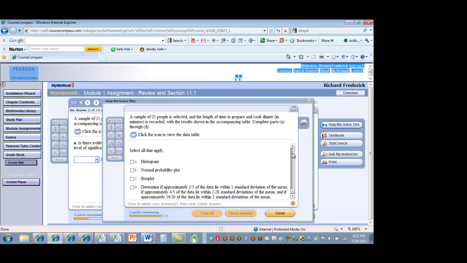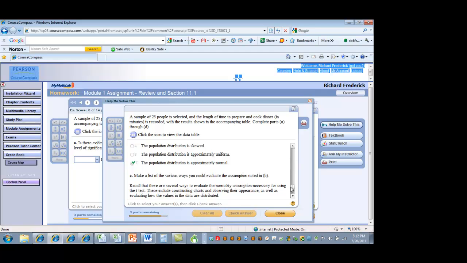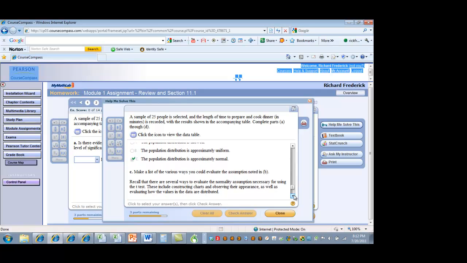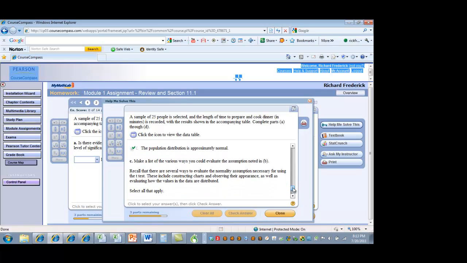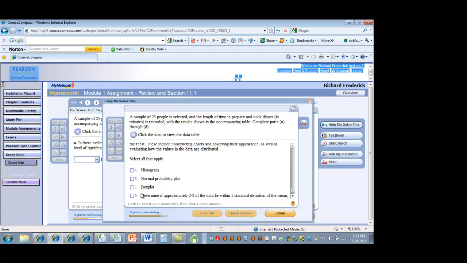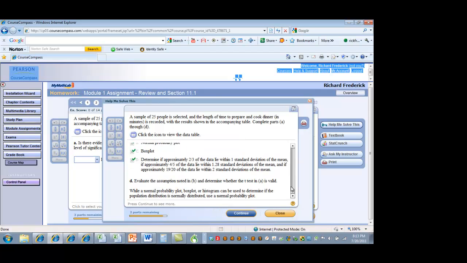The question is, make a list of all the various ways you could evaluate that assumption of normality. Okay, there are several ways to evaluate the normality. Check all of them. Well, we could make a histogram and see if it looks bell-shaped. We can make a normal probability plot and see if it's linear. We could get a box plot and see if it looks symmetrical. We could determine if approximately 2/3 of the data lie within one standard deviation of the mean, because in a normal distribution, that's 68%. Okay, all of those are true. We continue.